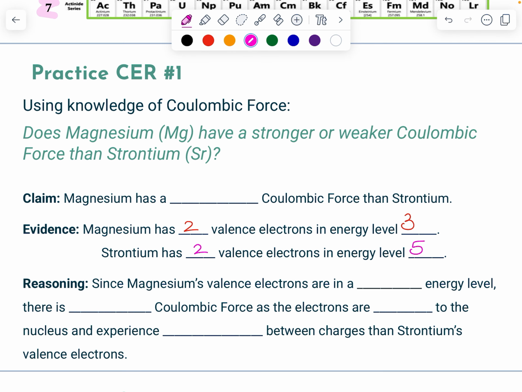And so now I need to consider my pieces of Coulombic force, my proximity and my amount of nuclear charge. Because these are in different energy levels, we're going to use those energy levels to compare it. So I don't have to actually list that magnesium has 12 protons and that strontium has 38 protons, because these are at different energy levels. So we're not going to use the protons to compare Coulombic force in this case.